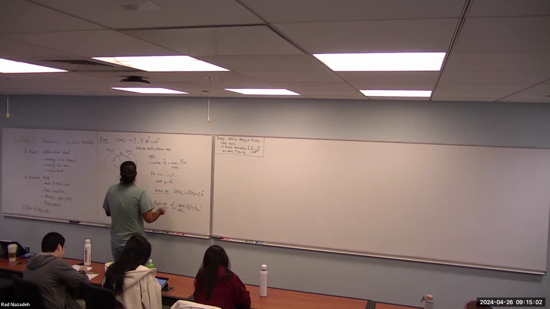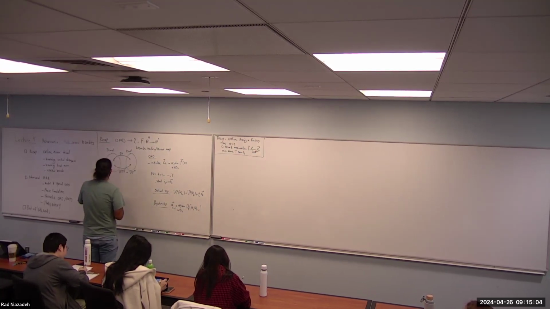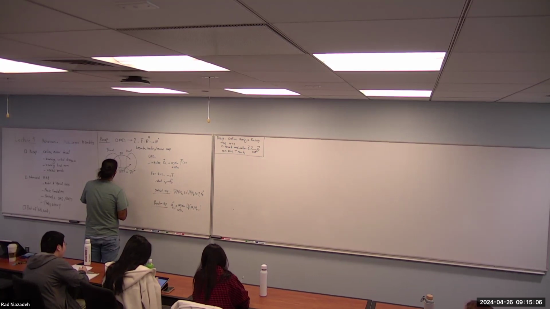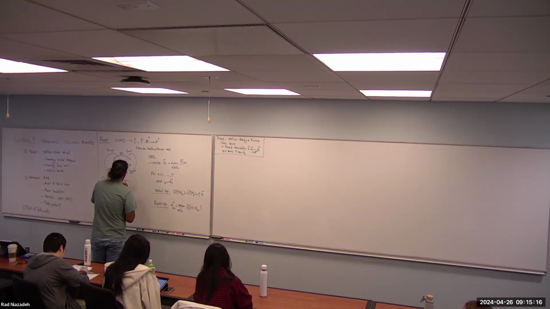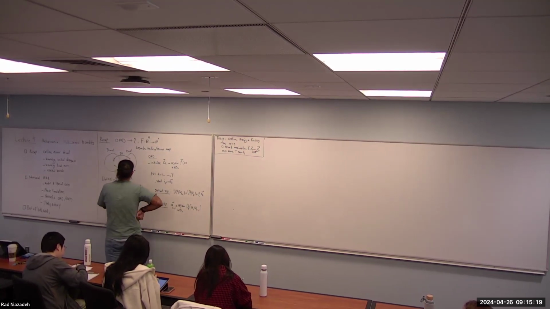And just as a reminder, the Bregman divergence D_f of two vectors x and y is defined to be f of x minus f of y minus the dot product of x minus y with the gradient of f at y.